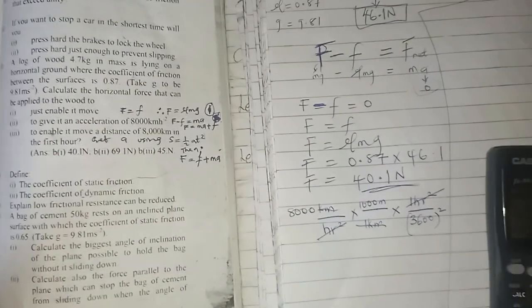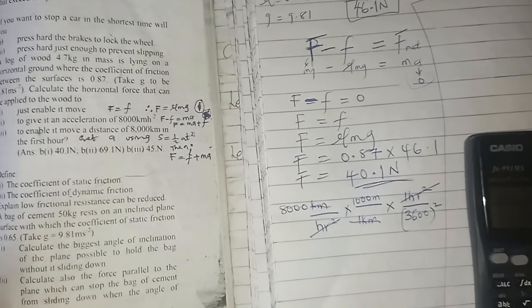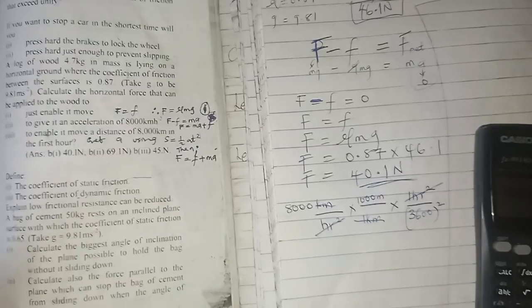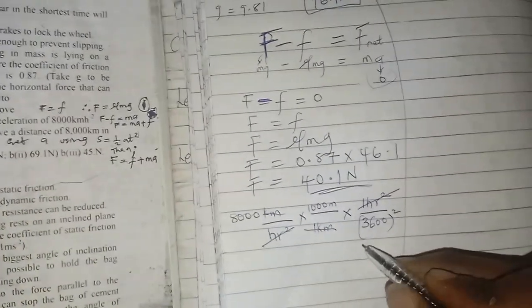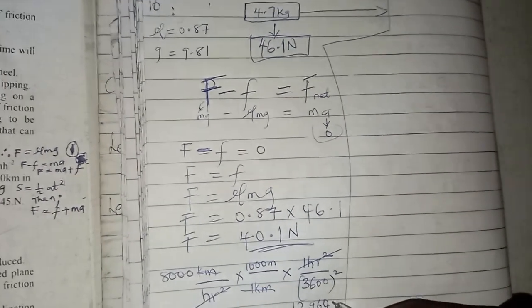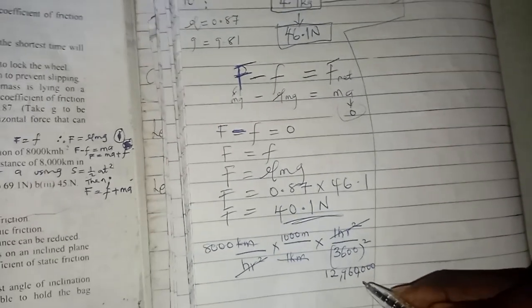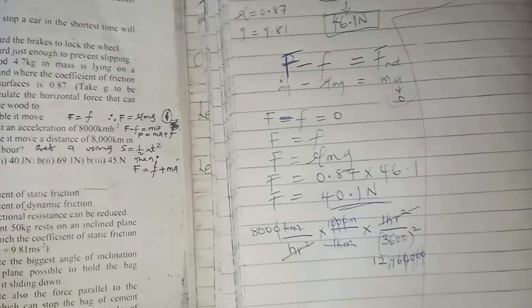So you are now left with, if I do 3600 times 3600, I have this to be the same thing as 12,960,000. So I have this, it's okay. This cancels, this cancels.